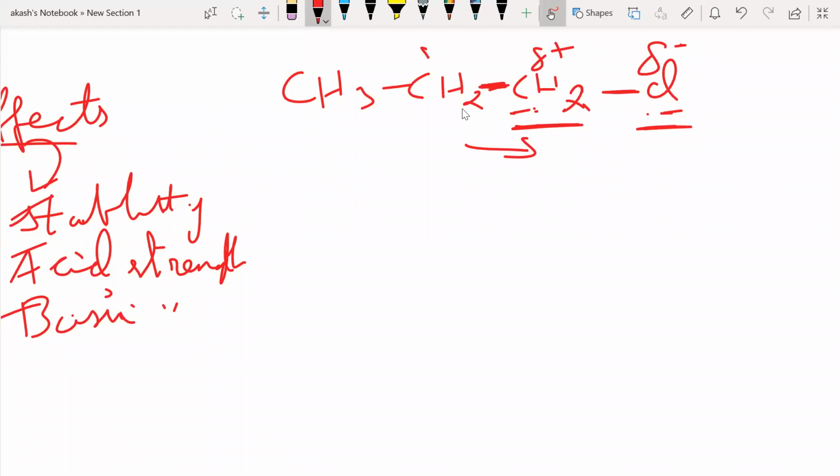So I will have a partial positive charge on this carbon too, but a lesser amount of positive charge. If I compare the positive charge here and here, here it is going to be more than in this case, because the chlorine atom is very close to this carbon, but a little far away from this other carbon.